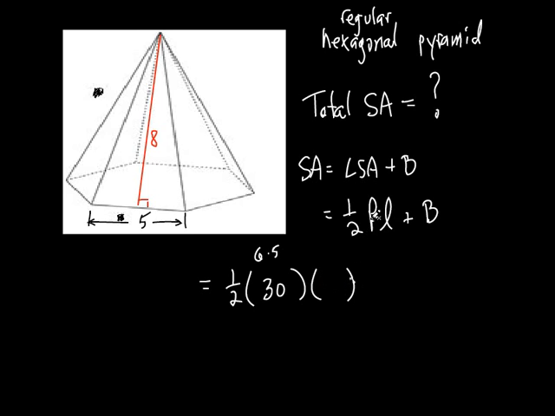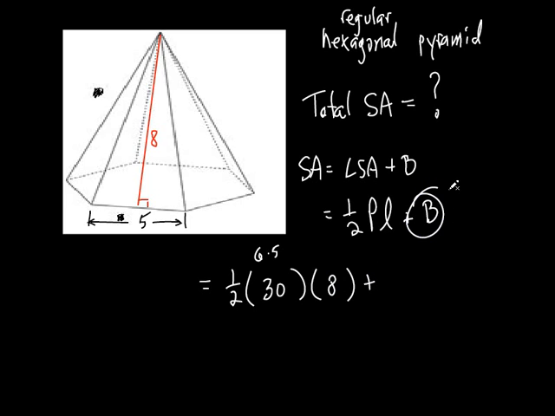Times the slant height. Now, on the other problem, we had to find the slant height. Do we know the slant height of this one? Absolutely we do. It's this one right here. That red one, I kind of drew that in myself. It's perpendicular to the base edge, and that's 8. That's the slant height right there, that 8. So I'll put an 8 there.